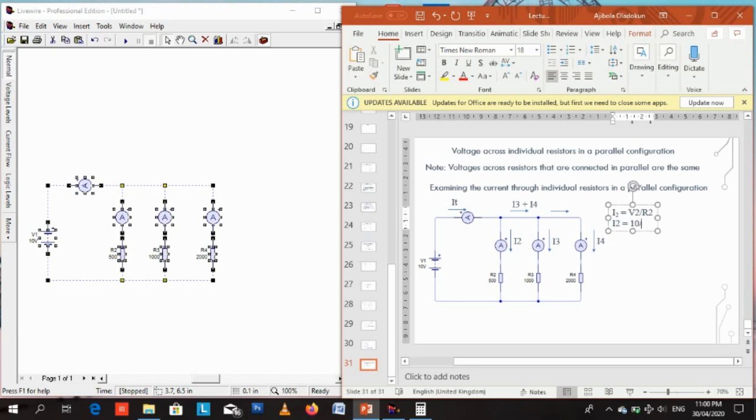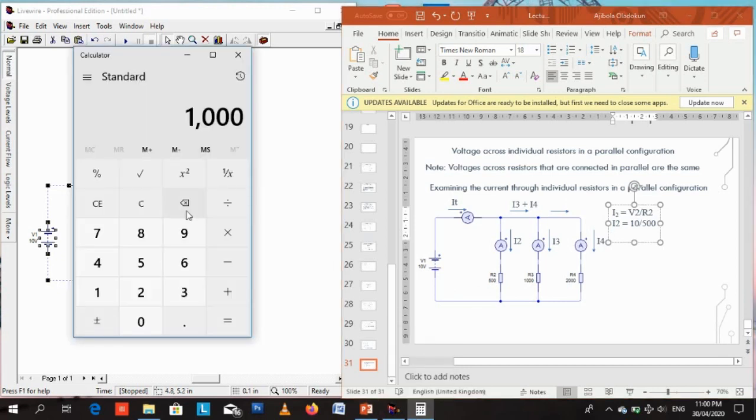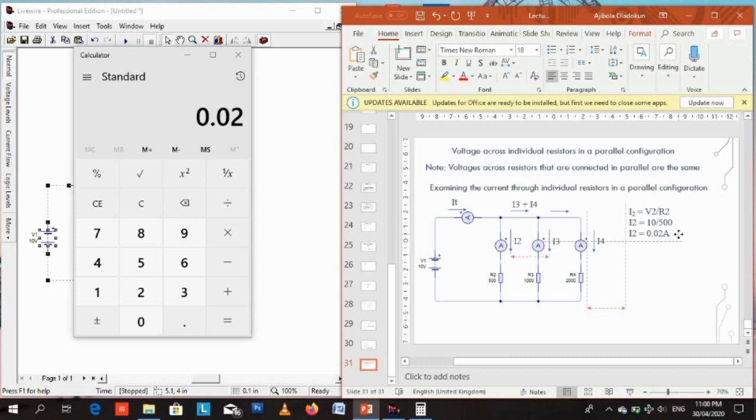We've proven already that voltages across resistors in parallel are the same. Now R2 is equal to 500 ohms, and the voltage across it is 10 volts because it's in parallel with a voltage source that is 10 volts. If we divide it out, I2 equals 0.02 amps. I2 equals 0.02 amps.